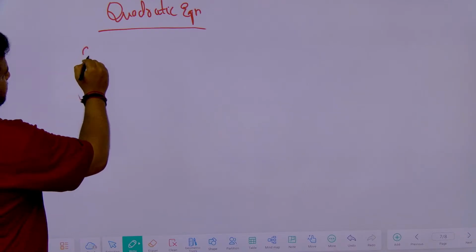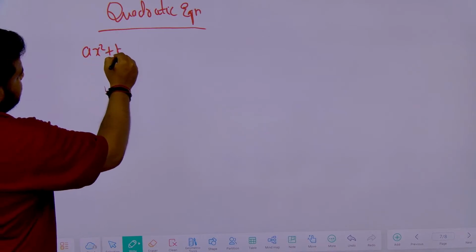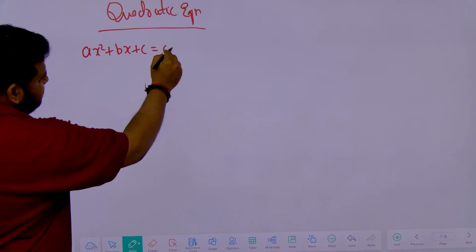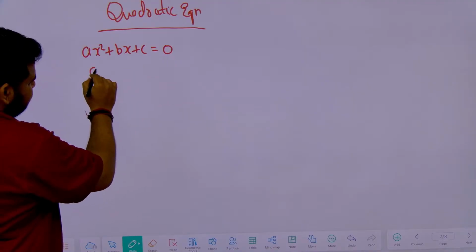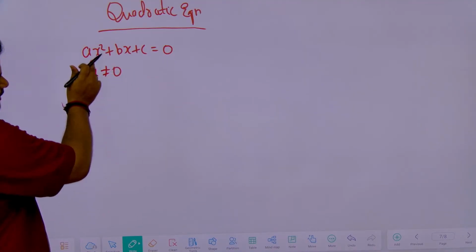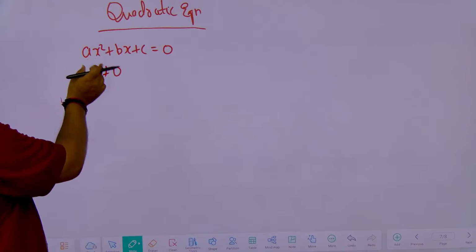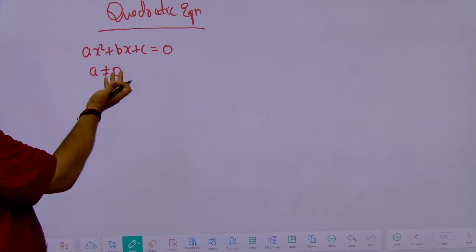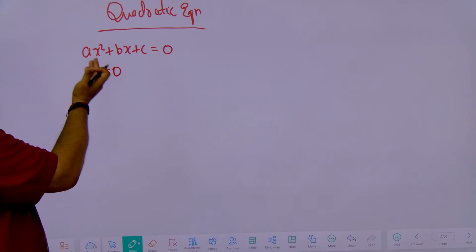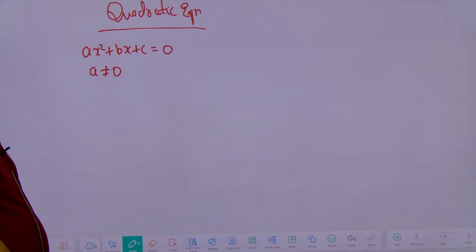Okay, so ax square plus bx plus c is equal to 0 is the standard form of a quadratic equation, where a should not be equal to 0. If a becomes equal to 0, the x square term will not be there, then it will not be a quadratic equation, it will become a linear equation. That is the reason we write a should not be equal to 0.